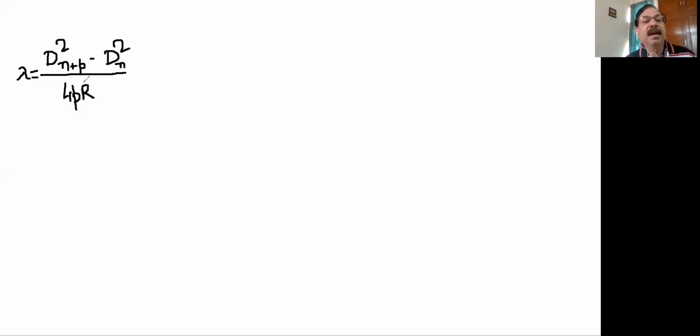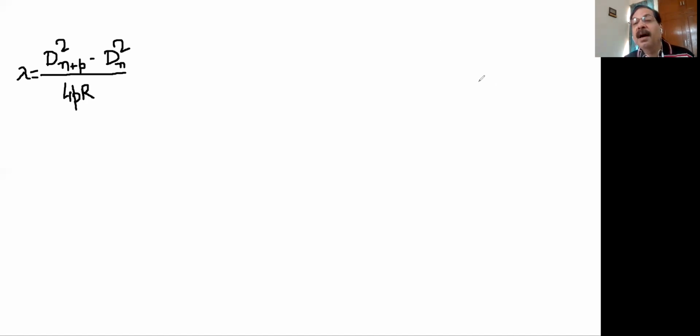In this formula, D n plus p is the n plus pth diameter of Newton's ring. D n is the nth diameter of Newton's ring. P is any integer. It may be 5, 6, 7, 8, and you will have to choose it. And this capital R is the radius of the plano-convex lens. This Newton's ring experiment, which I am going to discuss, is for the reflected light.